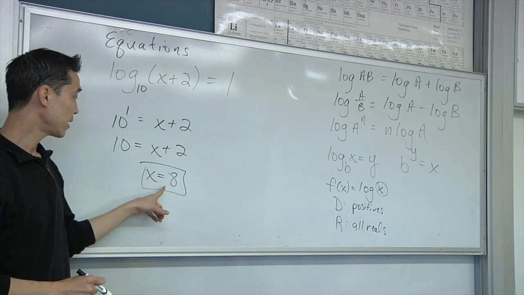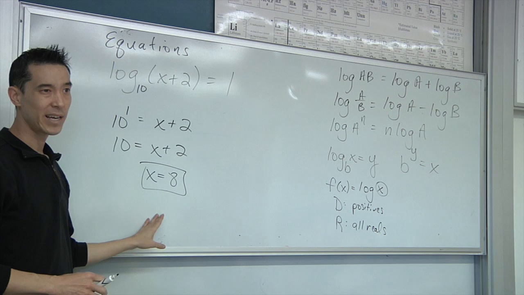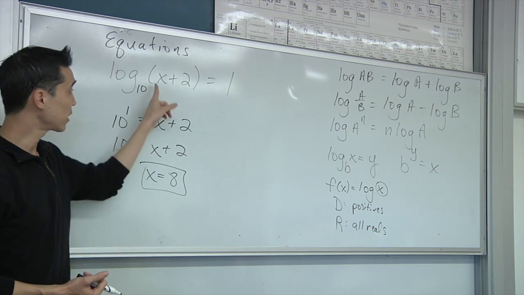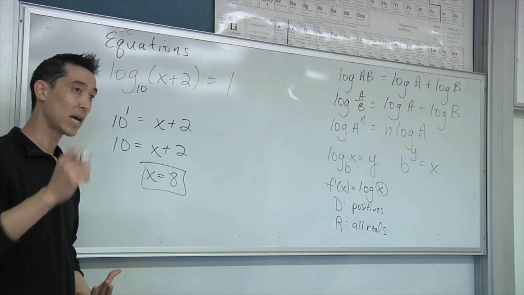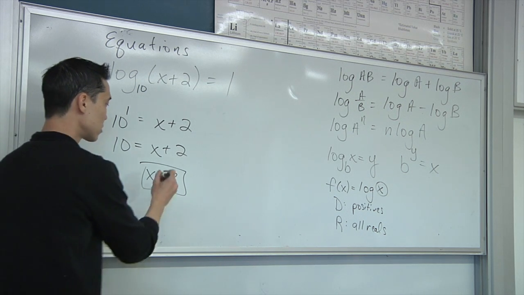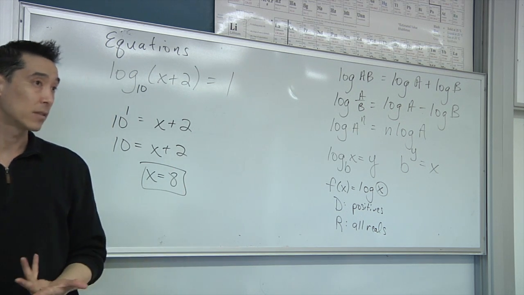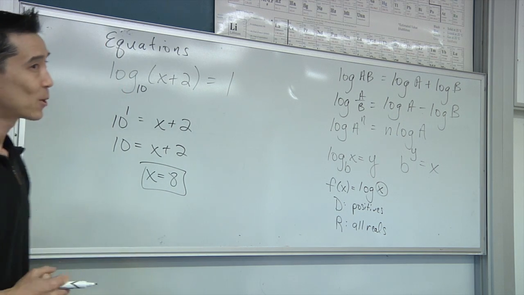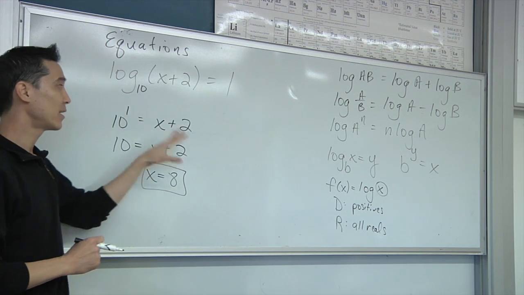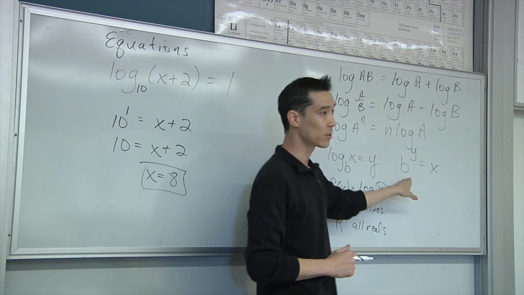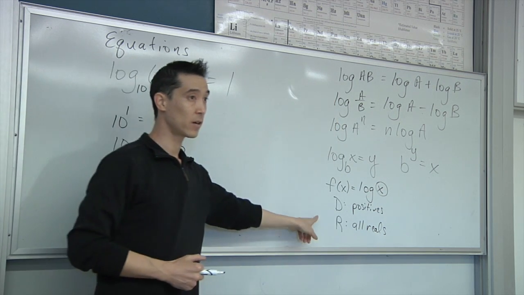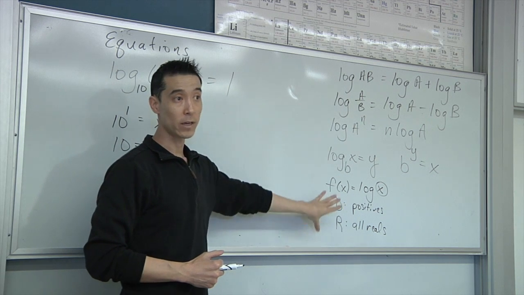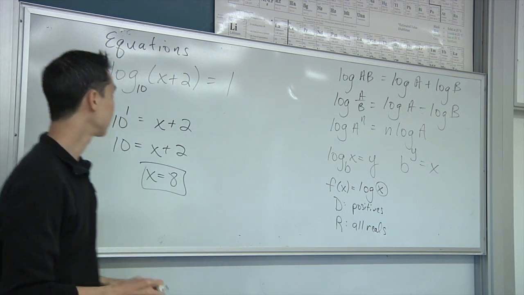Versus, let's say x came out to be negative 12 or something. If I plug negative 12 in, you get log of negative 10, and that's not okay. That's not in the domain, and that would be an extraneous solution. So x equals 8, that's my only answer. But it relied on three things: rewriting it from log to exponential form, solving it with algebra, and then knowing the domain of the log function. All of these things that we've been working on come into play in this section.